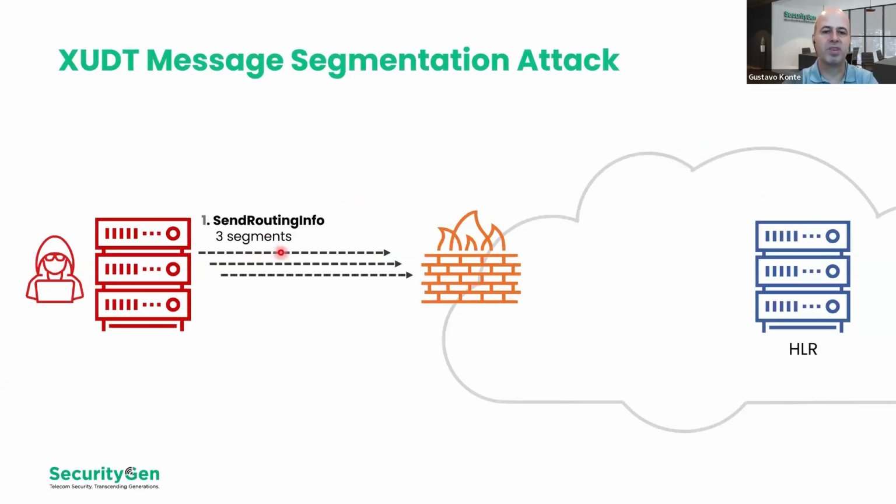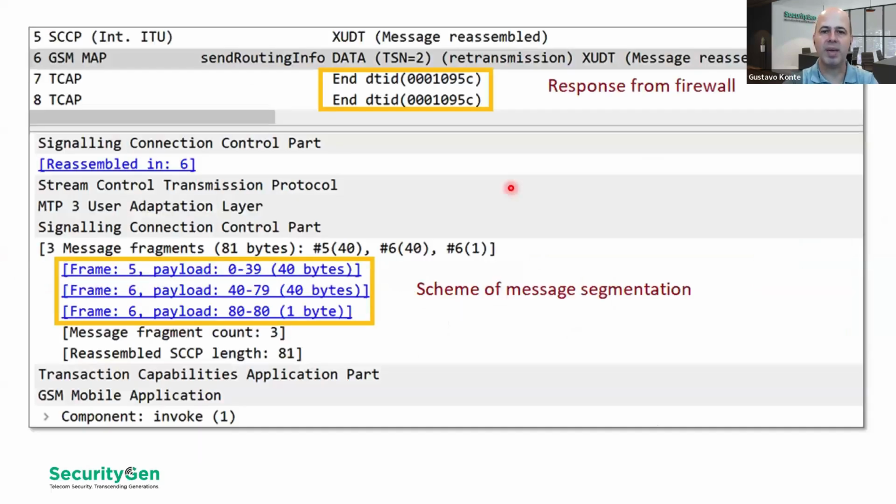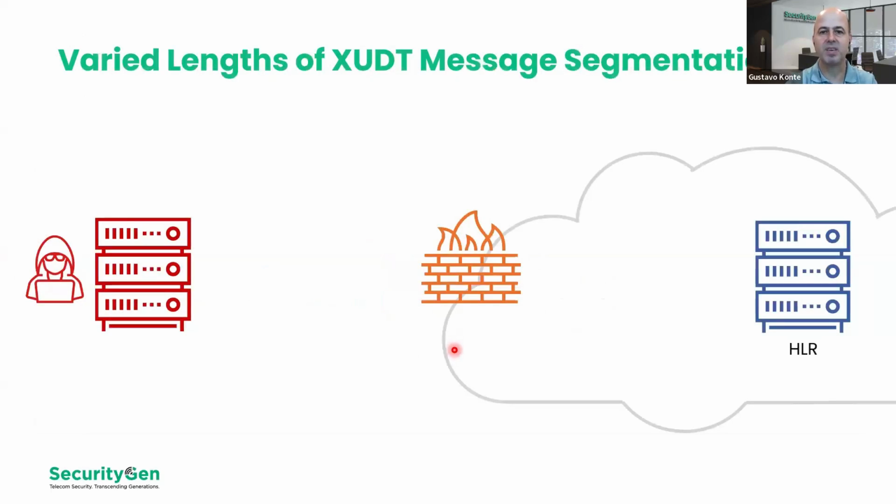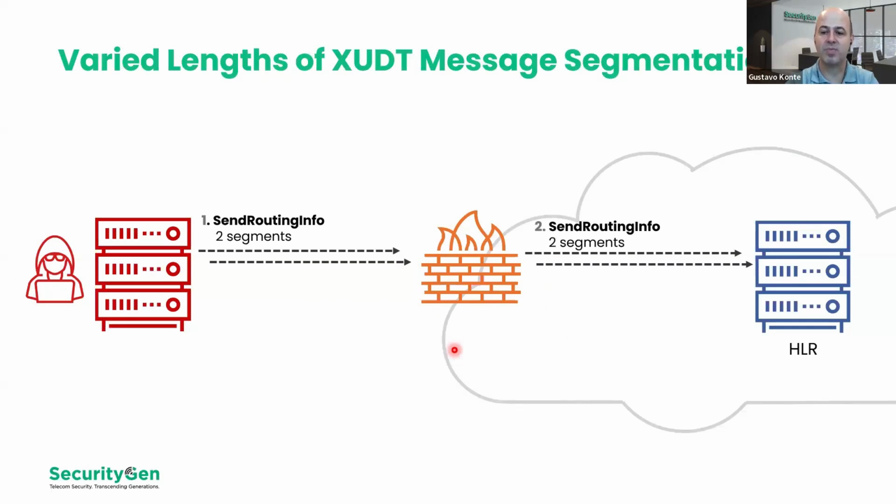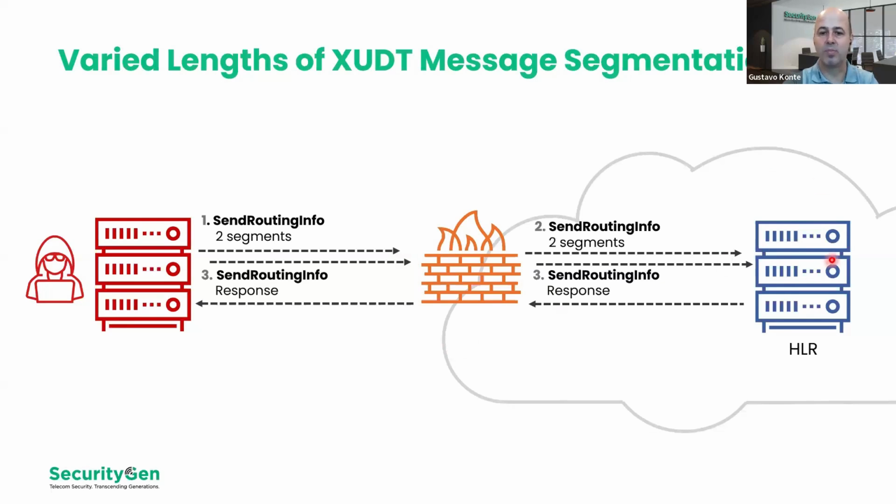Instead of sending out the info in a single message, which the firewall would analyze and block, we split it into segments. So the attacker would use XUDT segmentation and have the send routing info sent in segments. Okay, this was blocked. The message was not accepted. I cut it in 40 byte segments, it didn't work. This is valid information for the attacker. So they may change it to 2 segments. And this time, the segmented message was accepted. And for the VLR, no problem. No issue on handling segments. It has no judgment of the merit of the message. The HLR will just send the response. So once it's accepted, it will be reassembled, and the response will be sent. So the attack was successful just by segmenting the original message.